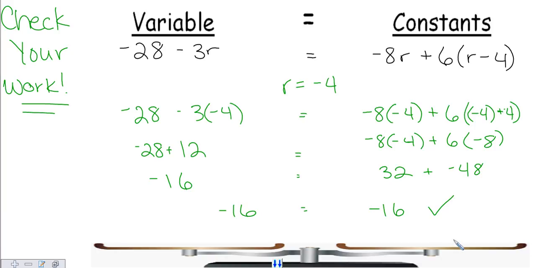So now you've seen two different example problems. Now I want to see if you can solve these on your own.